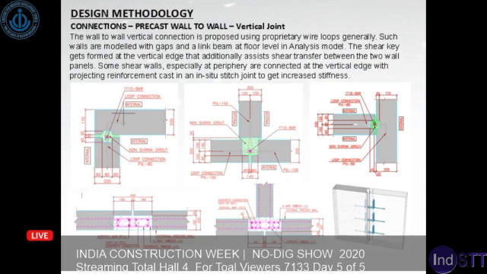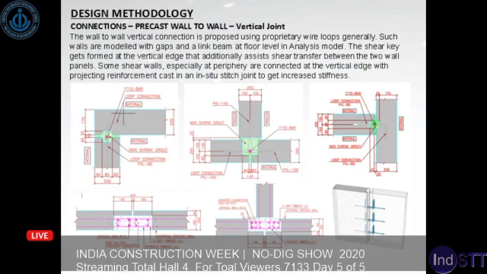Now we come to wall-to-wall connections. So the wall-to-wall has vertical joint and a horizontal joint. The vertical joint wall-to-wall connection is proposed using proprietary wire loops, as you can see in the 3D image shown on the right bottom side. So these walls, it is very easy to make these connections. The wire loops are flexible, they are like strands, so they pop out during erection, and the gap rebar is placed in this junction, and the grout is poured to make the connection.